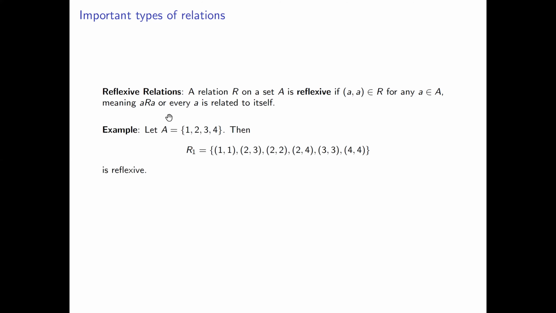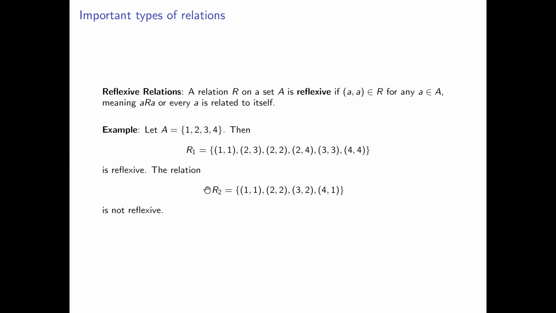So for example, if we consider the set A = {1, 2, 3, 4}, let me call this relation R1, which I just listed out here. Well, this relation is reflexive. How do we know it's reflexive? I need to check that for every element of A, the ordered pair (a, a) is in this relation. So I need the ordered pair (1, 1), which is here, and (2, 2), which is here, and (3, 3), and then (4, 4). Since this contains all such ordered pairs, by definition, it's reflexive.